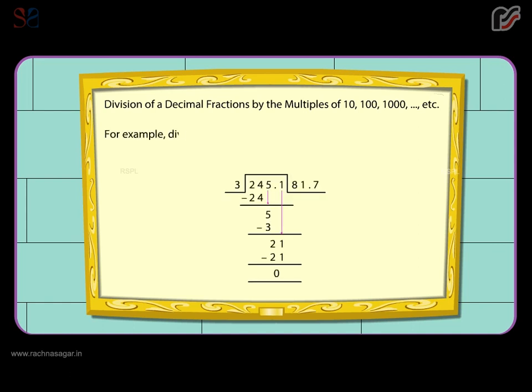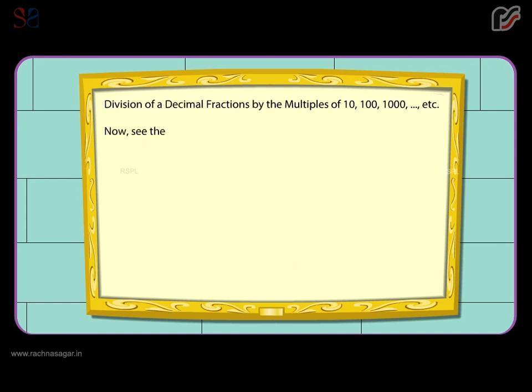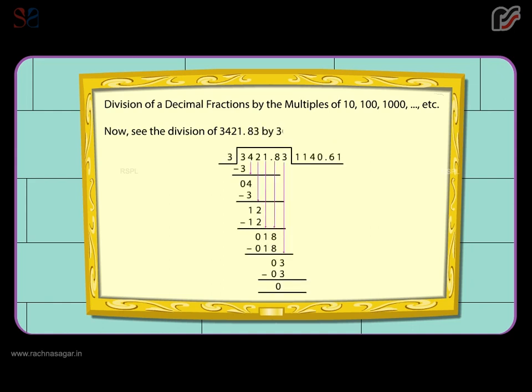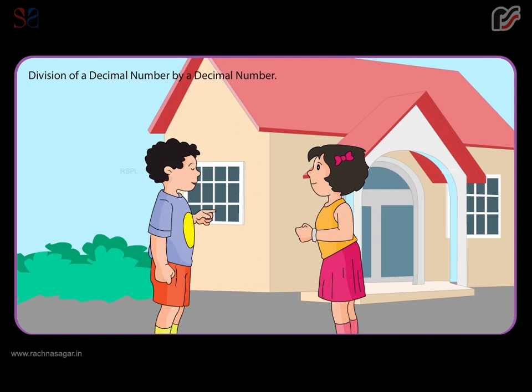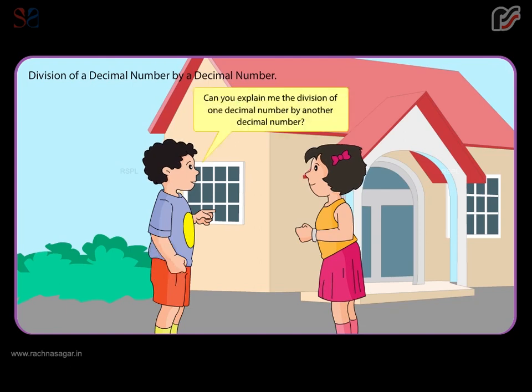Division of a decimal fraction by the multiples of 10, 100, 1000, etc. For example, divide 245.1 by 30 in the following manner. Now, see the division of 3421.83 by 3000.